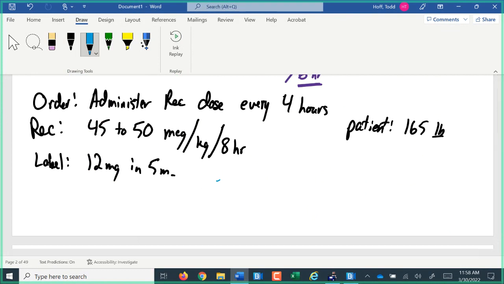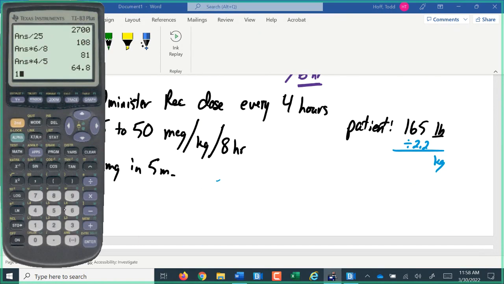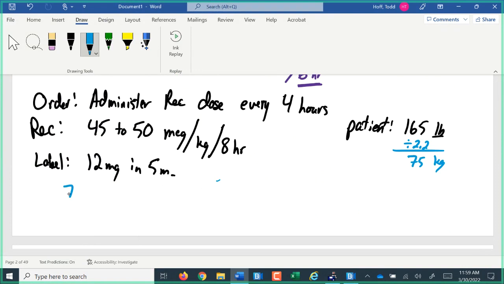So our first step here is to convert our weight in pounds into kilograms. 165 over 2.2 is 75 kilograms. We start off with 75 kilograms, put it over 1, and then we start off again with our maximum range of our recommended dose. So that's going to be 50 micrograms per kilogram. Micrograms over 1 kilogram, and it gets rid of the kilograms.